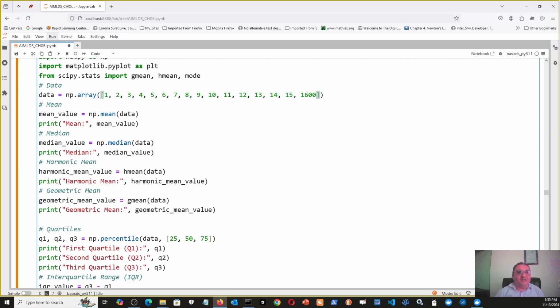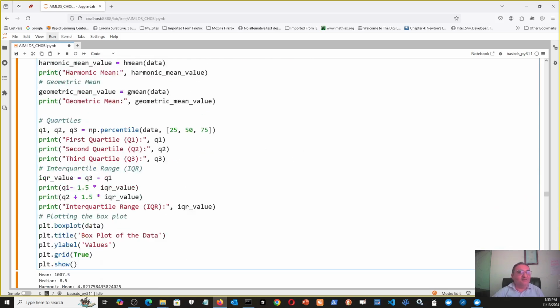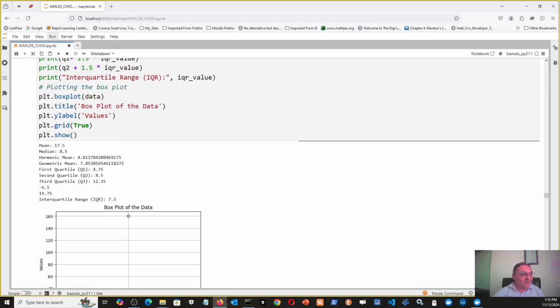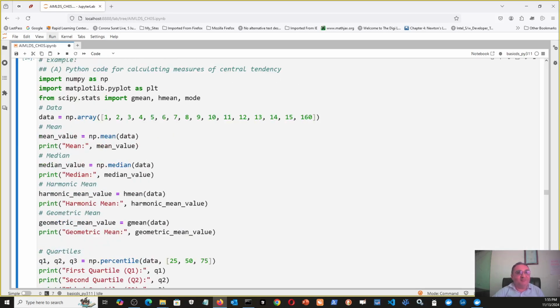Here let me change the number to 160, and let me show you that now at least the box plot is slightly visible, but my data distribution is still highly distorted by just one observation. If I see my mean, now the mean is 17.5. Originally the mean and median were the same, if you remember, 8.5. Now the mean has suddenly changed to 17.5. If I make that 1600, the mean will change still more.